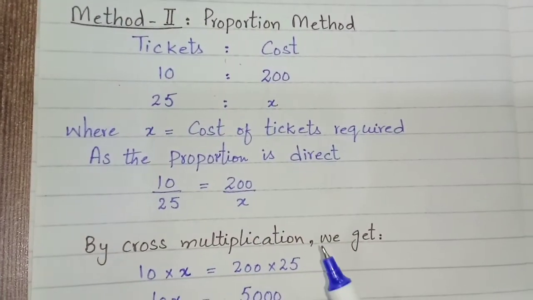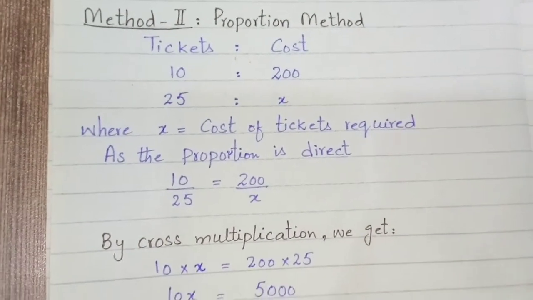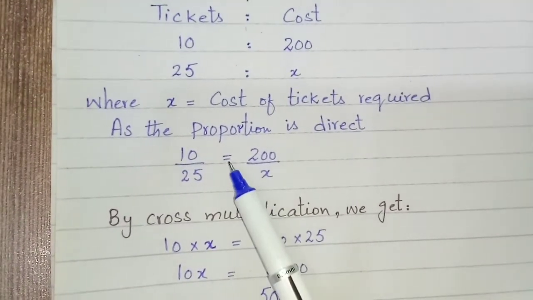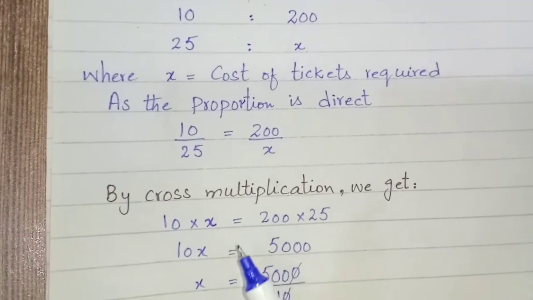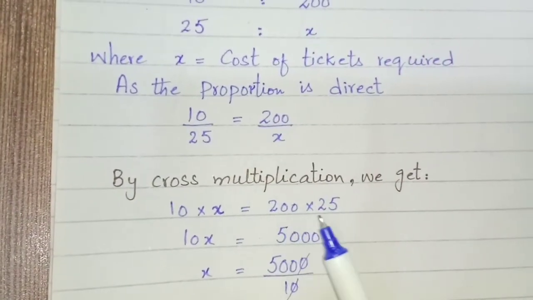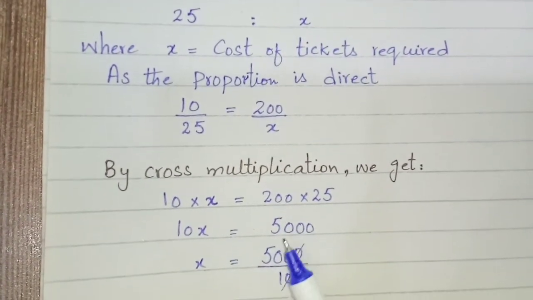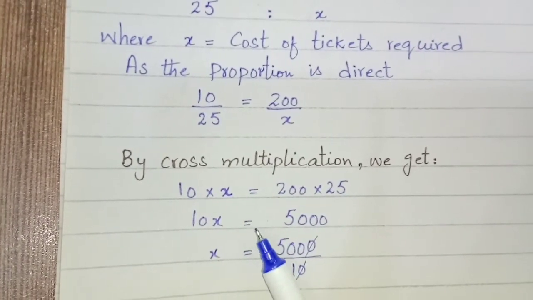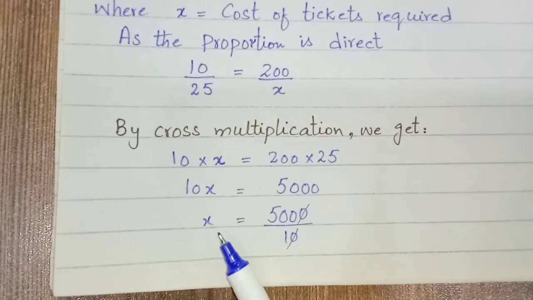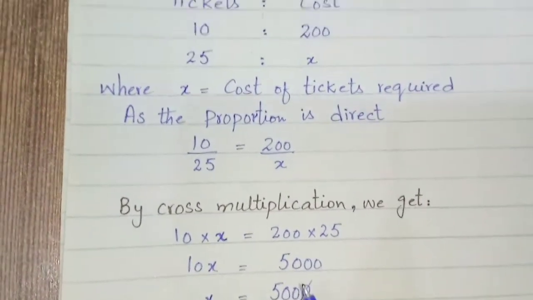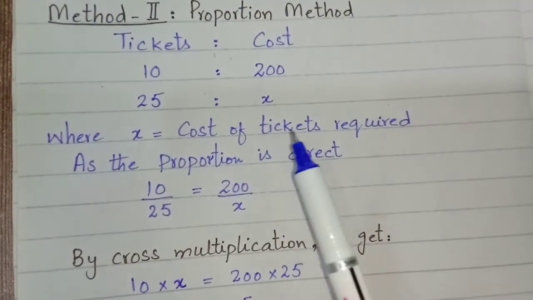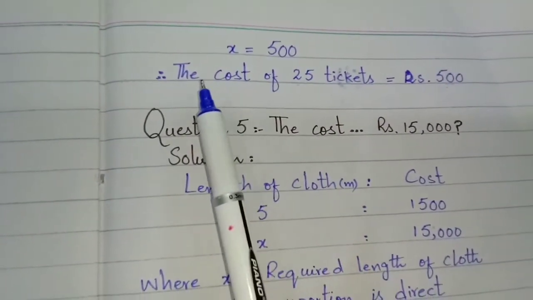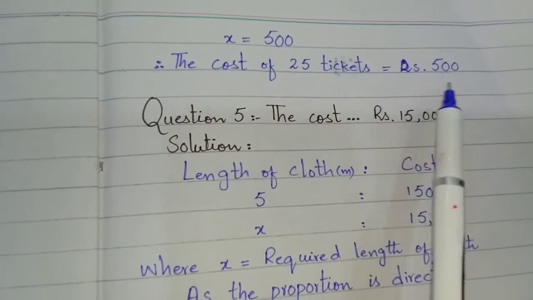So by cross multiplication, we get 10 multiplied by x equals 25 multiplied by 200. When 200 is multiplied by 25, we get the answer 5000, and 10 is multiplied here, so on the opposite side of the equals sign it will be divided. So we get x equals 500, where x is the cost of tickets required. So x equals 500, that means the cost of 25 tickets is rupees 500.